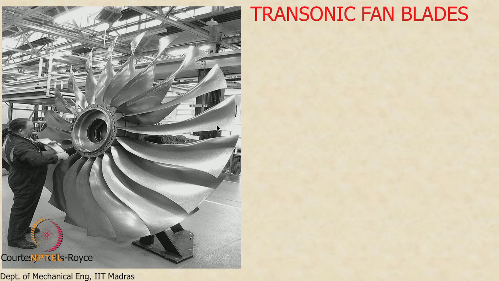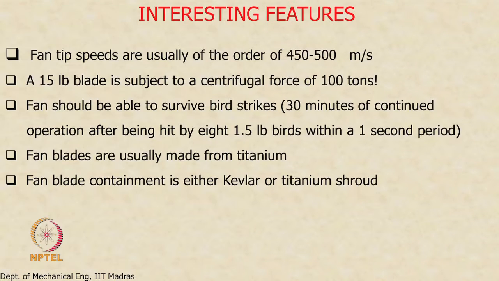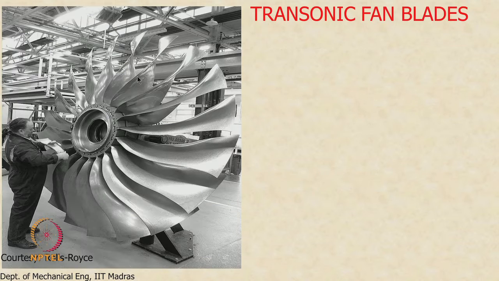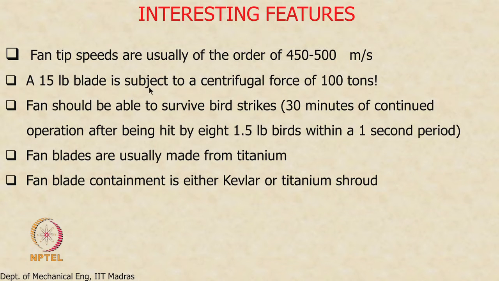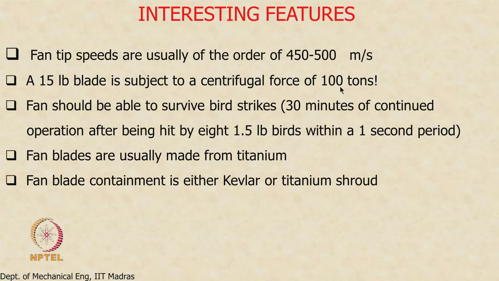You can see how thin they are, and you can also get an idea about the size of the fan blade, how big they are, and also how incredibly thin they are. They appear to be made of paper, right. So, each blade that you see here, a single blade, weighs only 15 pounds, but it has to bear a load of 100 tons. To put this in perspective, Rolls-Royce puts it very nicely on their website. They say that you can take a train locomotive and hang it from one blade, and the blade will still be able to bear the load.